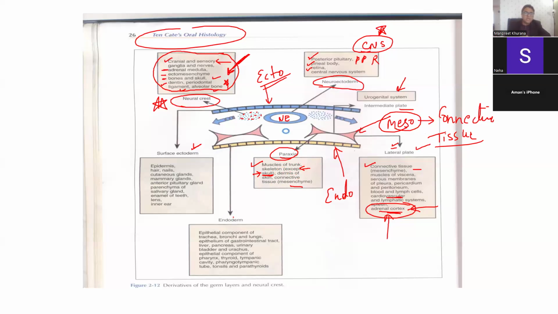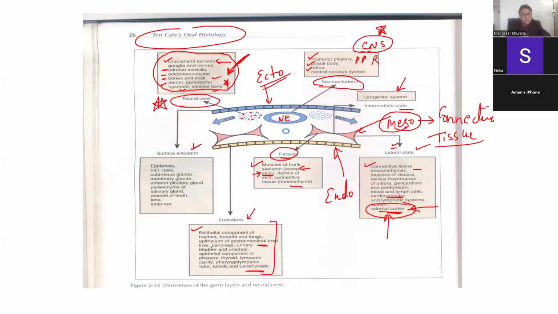Now, if we come to the endodermal structures: the epithelial component of the trachea, bronchi, and lungs. Then we have the epithelium of the gastrointestinal tract, GIT. Then liver, pancreas, urinary bladder, and urachus. Epithelial component of the pharynx, thyroid, tympanic cavity, pharyngotympanic tube, tonsils, and parathyroid.